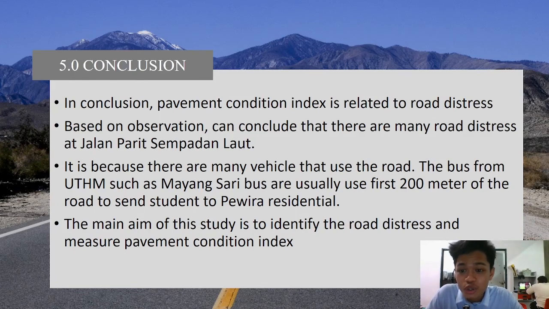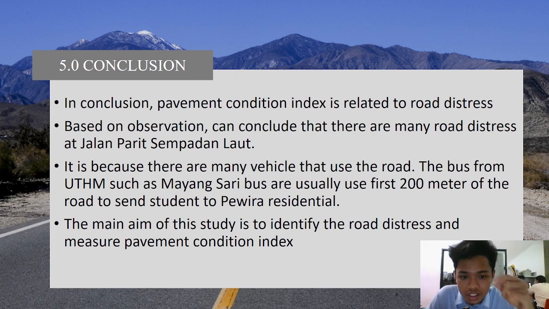In conclusion, the pavement condition index is related to road distress. So, from the road distress, we can determine the pavement condition index. Based on our observation, there are many road distresses at Jalan Sempadan Laut, which are alligator distress, longitudinal distress, and so on.